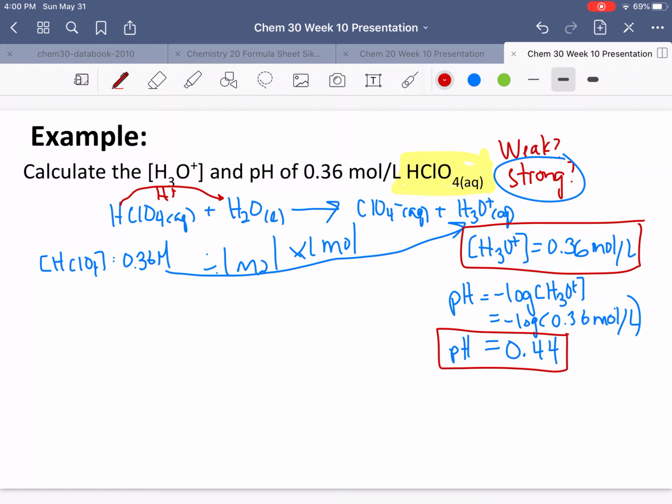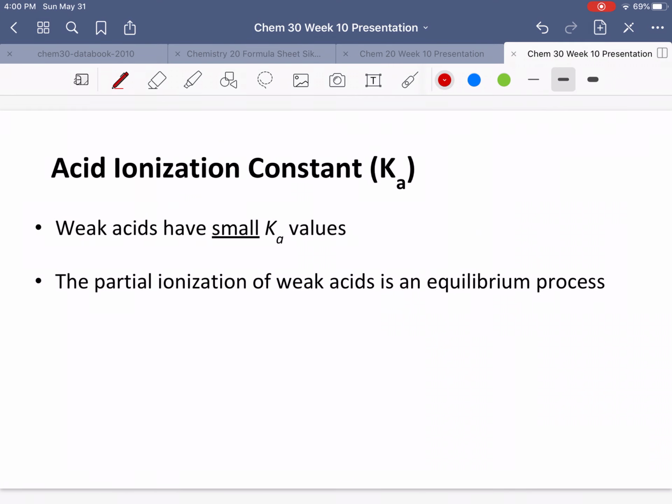Okay, so when you hit a question and you recognize, yeah, we have a strong acid, your brain should really be going, boo boo, this is easy, because they are easier questions. They're fairly simplistic. They're ones you could have done, in all honesty, in Chem 20. When we move into a weak acid, and this is a different twist.